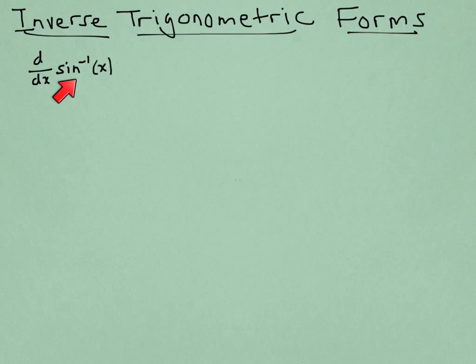And in fact, that can potentially avoid some confusion. It doesn't mean 1 over sine. It doesn't mean the reciprocal. Some books, and myself included, like to avoid that whole issue by using a different notation for the inverse sine function. And the notation I prefer is the arc sine of x. So we're going to look at the derivative of arc sine of x.